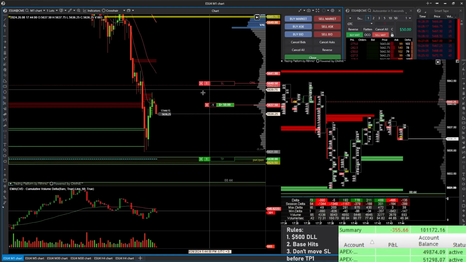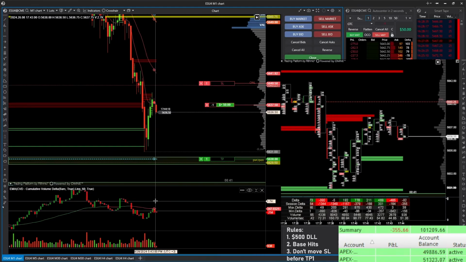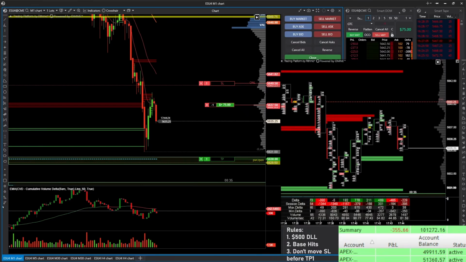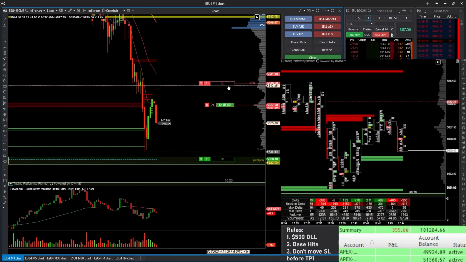Let's see if this is going to play out. We hit the CVD line, we hit the selling imbalances, the ATMA. Now we're getting a nice reaction here. On NQ, we're doing the same thing, but not quite as strongly as on the ES.